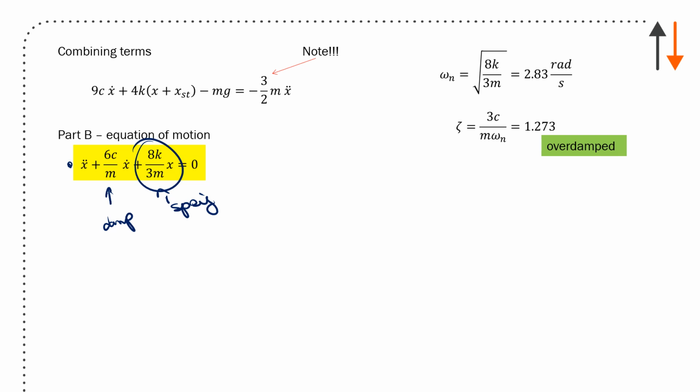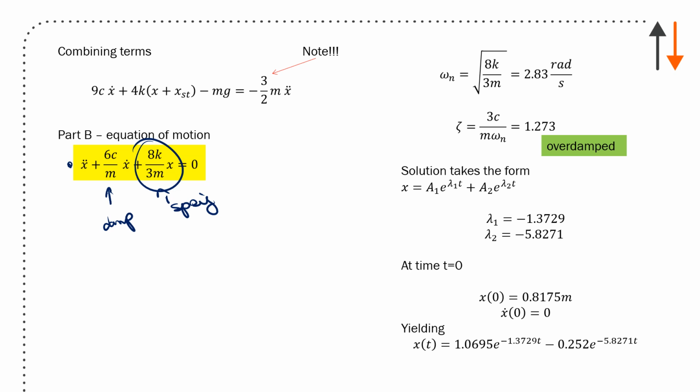Now, if I substitute that back in, 3c over m omega n, I end up with 0.273. And now, at the beginning of the slide, I didn't have this animated properly, so it's overdamped. The solution is the standard form within Meriam and Craig for overdamped vibration. It's going to start to do this as it goes down, and as it does that, I end up with an equation where lambda 1 is minus 1.3729, and lambda 2 is minus 5.8721.